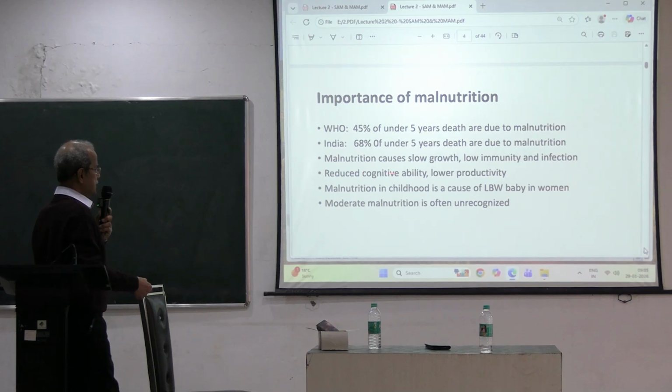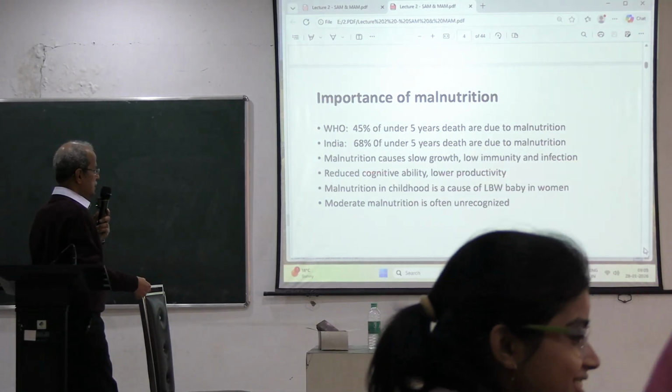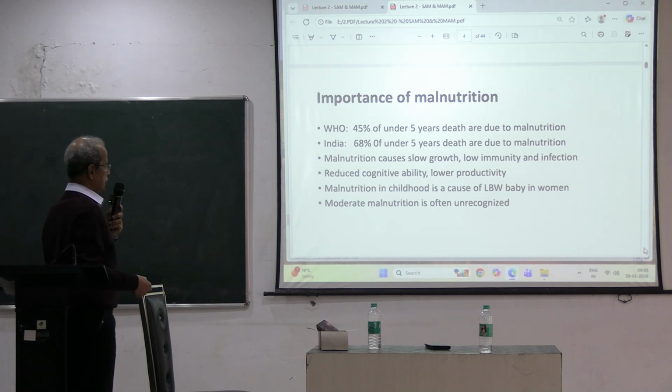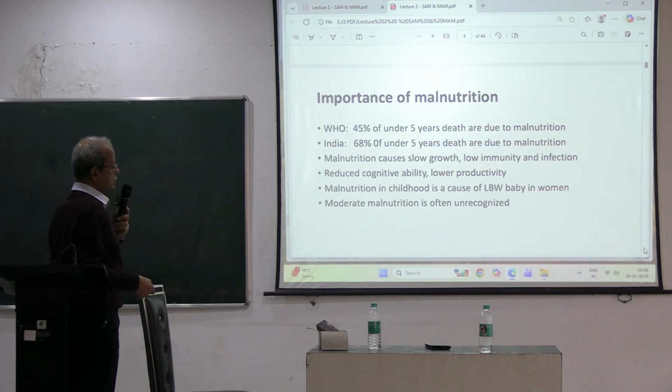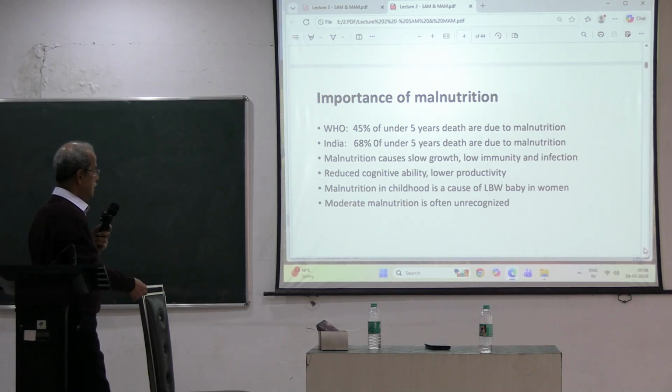Now, malnutrition, what are the effects? They cause, number one, slow growth. They give you low immunity and high chances of infection. And of course, when the child grows up, there is reduced cognitive ability and lower productivity. They cannot be better citizens. What else? Malnutrition is carried down the generations. One malnourished girl of today will grow up malnourished and she will give birth to a low birth weight baby. So, malnutrition is carried along generations. That is more important. And one more important thing is that moderate malnutrition is often unrecognized.